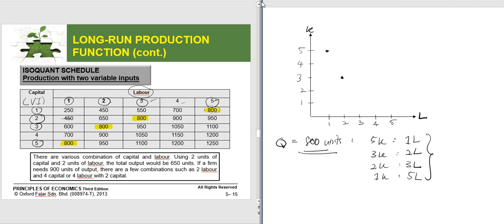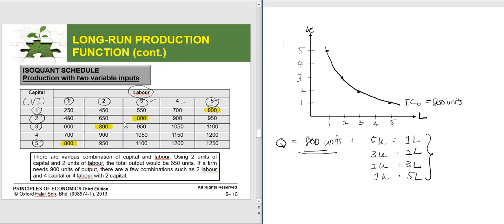2 capital, 3 labor, 2 capital, 3 labor, somewhere here, and then 1 capital, 5 labor. So if you have graph paper, you use graph paper, okay? Alright, and then you combine all these points, all these combinations, and then you will have the isoquant curve. Let's say I put it as IC 0. So this is what you get when you plot all the points here. So this will generate 800 units of product.